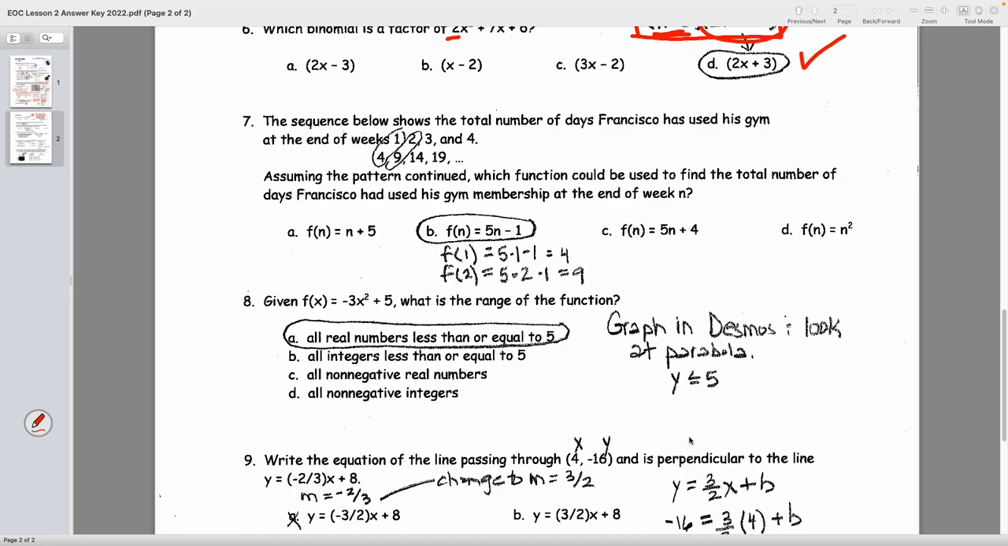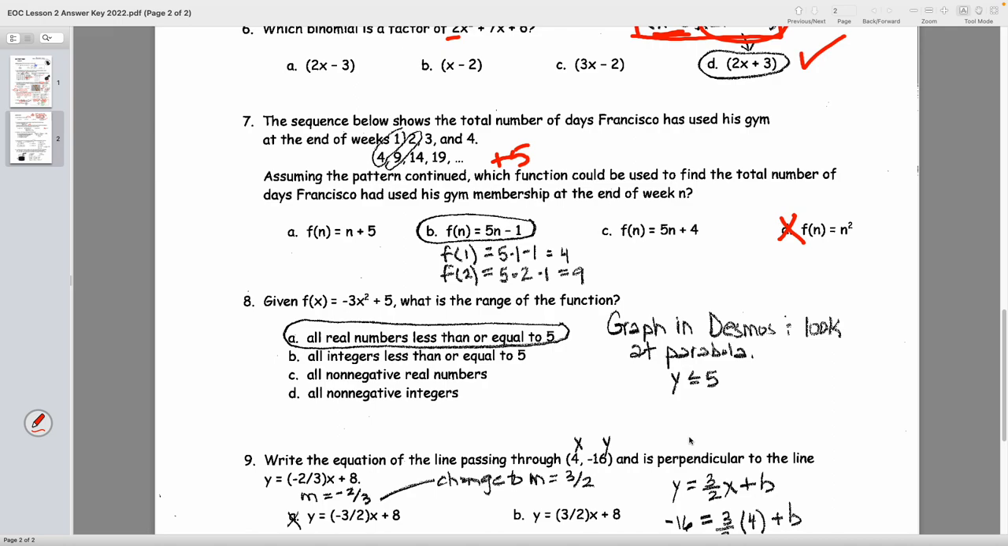Now, it's written a little differently, but they just wanted you to see that the first term of my sequence is 4, the second term of my sequence is 9, 14, and so forth. You can see that the pattern looks like we're adding 5 every time, which makes it an arithmetic sequence. So D is automatically out because it has an exponent. All the other options are linear.